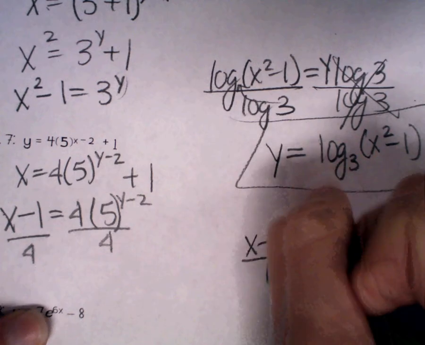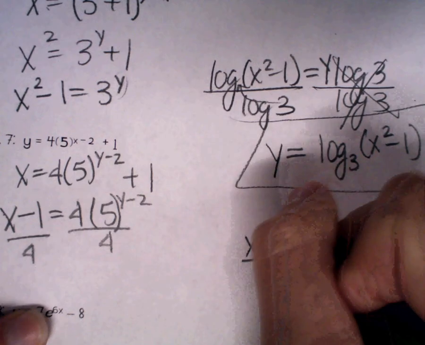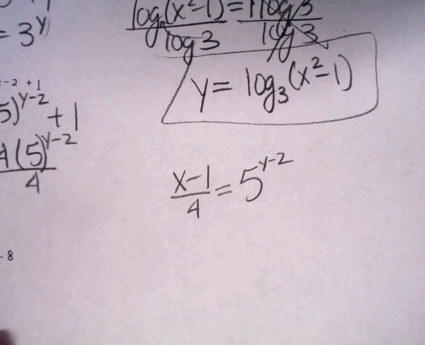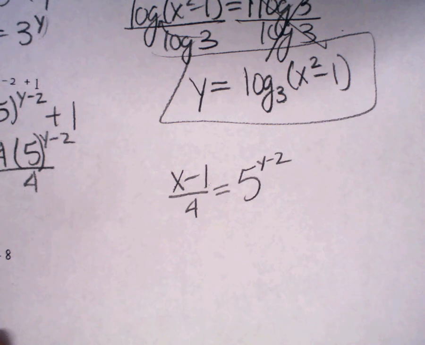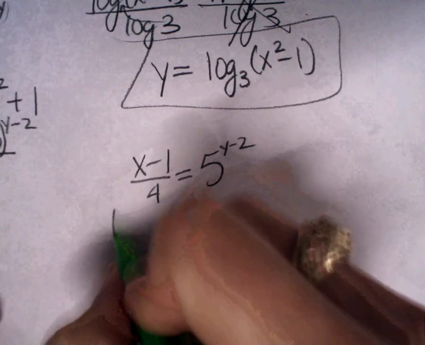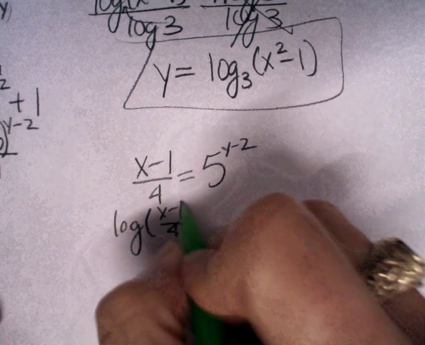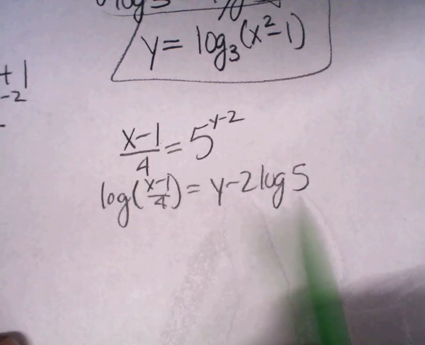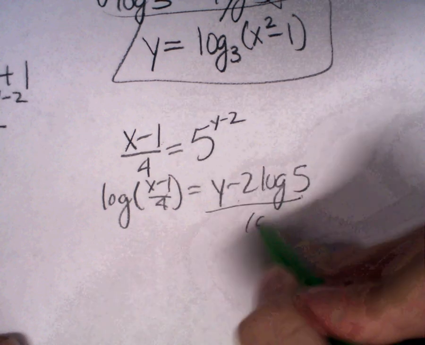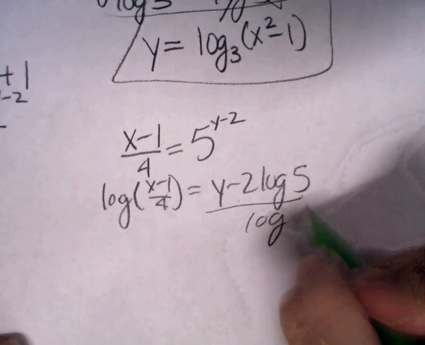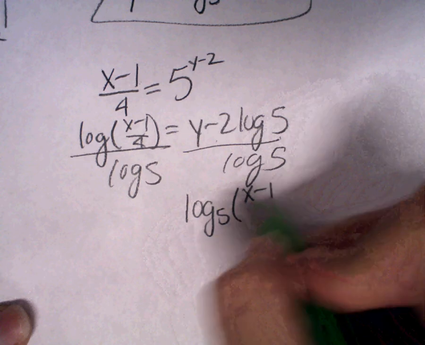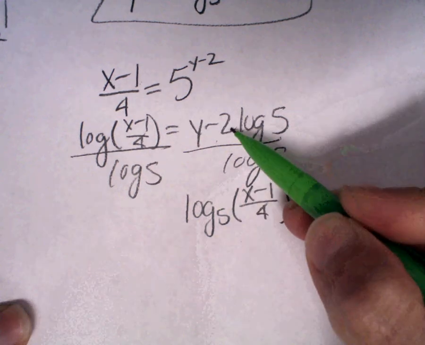Now, to get the exponent down, we will log both sides. So, log x minus 1 over 4 equals y minus 2 log 5. So our last 2 steps will include dividing by log 5 and adding 2. We'll do those separately. Divide by log 5. So when I divide by log 5, it's going to change this equation to log base 5 x minus 1 over 4. And then my last step would be to add 2. So I'm just going to stick that behind my log, and I am solved.